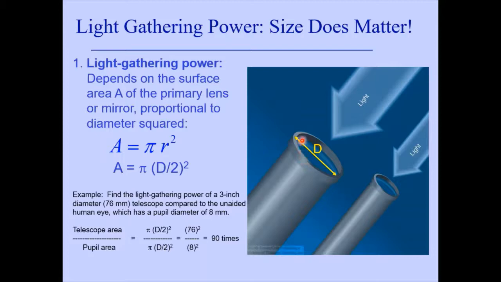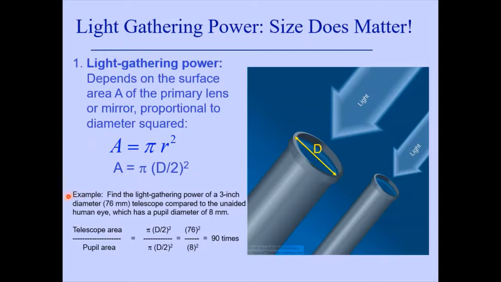But remember, it's not just the diameter of the telescope, it's the whole area of this telescope lens or mirror that collects the light. So the lens or mirror is always a circle, and so remember from math class, the area of a circle is given by pi r squared. And r, of course, is the diameter divided by 2, right? The radius of a circle is half of the diameter. So this is the equation for the area of a circle in terms of the diameter of the telescope.